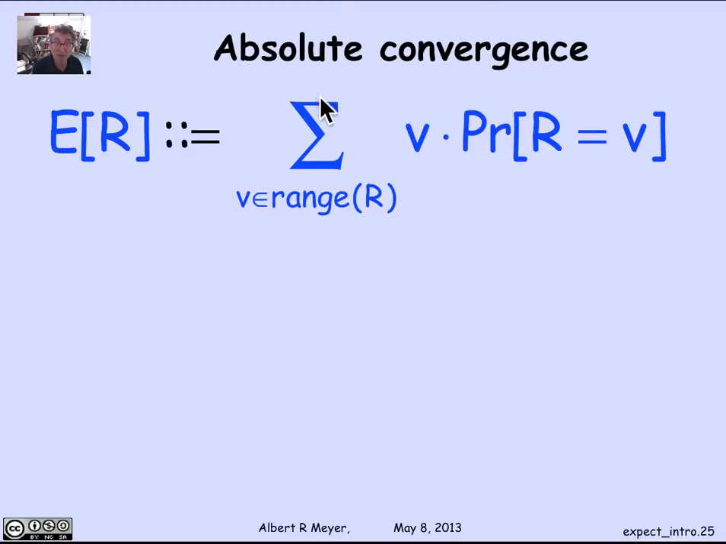We know that's a countable sum of the value times the probability that R was equal to that value. But the very definition never specified the order in which these terms, V times probability R equals V, got added up. It better not make a difference. So we're implicitly assuming absolute convergence of this sum in order for the expectation to even be well defined.